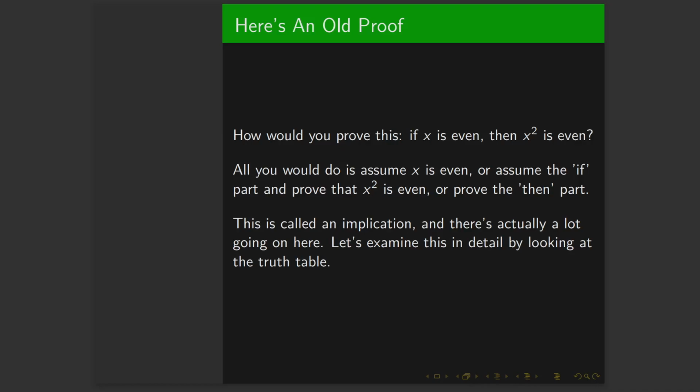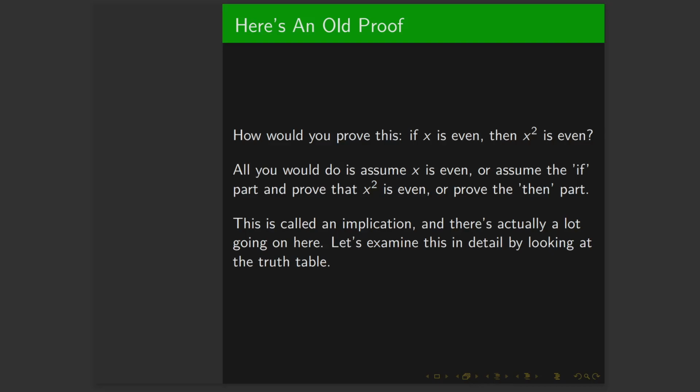Here's the question that you should be able to do. If x is even, then x squared is even. How would you prove this? Well, we'd assume the if part, or that x is even, then we'd prove the then part, or that x squared is even. And this is called an implication. Some people like to call it an if-then statement. And there's actually a lot going on here, so we'll examine this in detail. And that's pretty much what this video and the next video is going to be about.